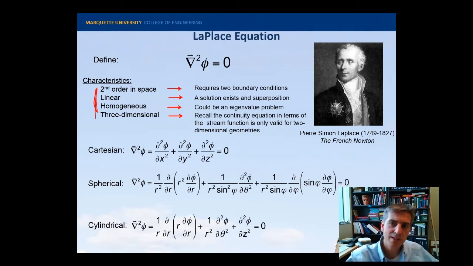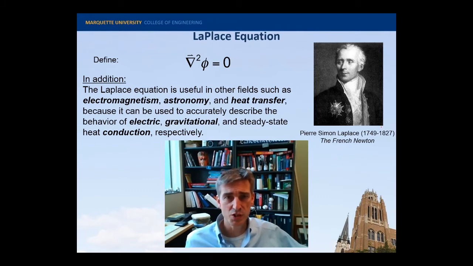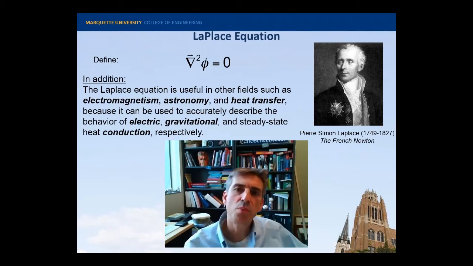Laplace was born, I should say, not long after Newton died, and he had a huge influence on physics in the day, mathematics, and so he is known as the French Newton. That's quite a title. All right, so in addition to solving this equation being valid for irrotational flow, it also pops up in electromagnetism and astronomy, and you've seen it in heat transfer. Del squared T is the diffusion equation. So it is quite useful in solving all kinds of problems.